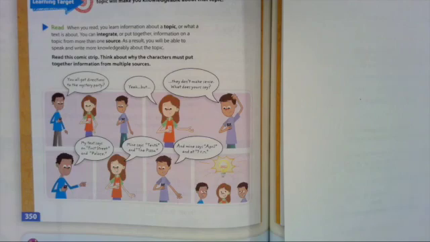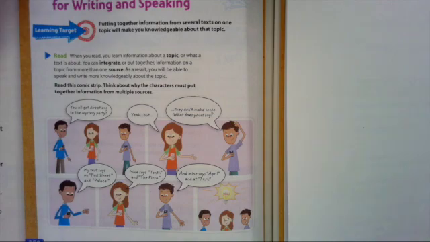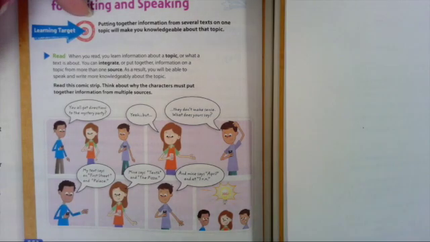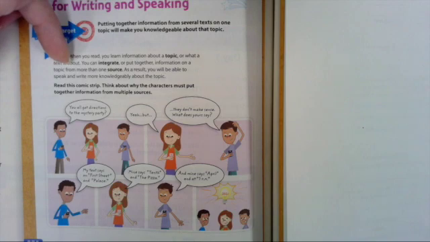We are going to continue our lessons in reading by using multiple sources to get information in lesson 20 this week. So the target says putting together information from several texts on one topic will make you knowledgeable about that topic. When you read, you learn information about a topic or what a text is about. You can integrate or put together information on a topic from more than one source. As a result, you will be able to speak and write more knowledgeably about the topic.